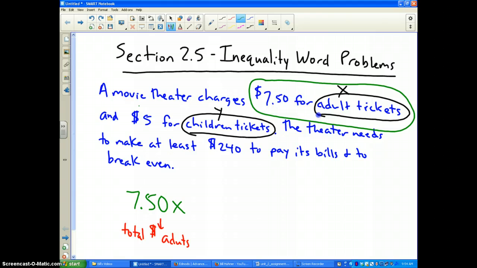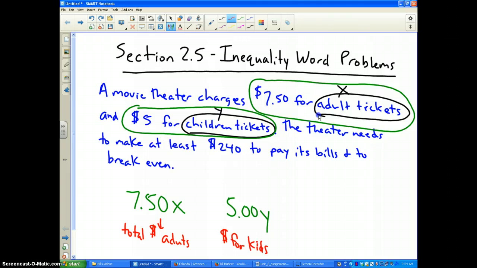The second part, it says we charge $5 for every children's ticket. So that would be $5 times y. And that would be the dollars for our kids' tickets. And obviously if we add those two together, that will be our total money. The total dollars for adults and the total dollars for the kids.